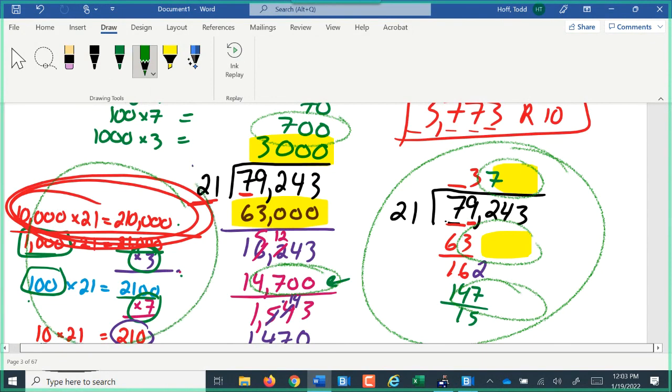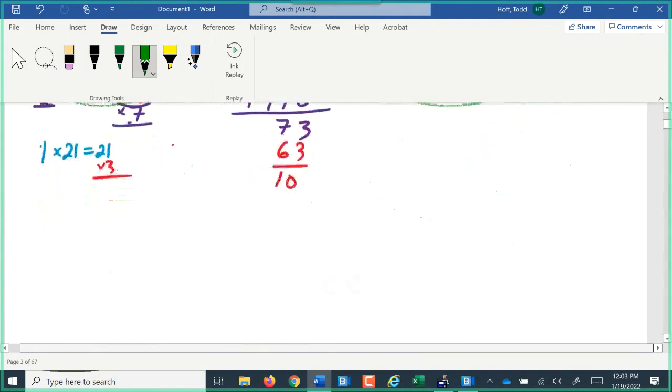subtracting out large bundles, basically, of that divisor at a time. That's all long division is. Now again, I don't do long division by hand. I use the calculator if at all possible. So I admit that that's most likely what you're going to do.